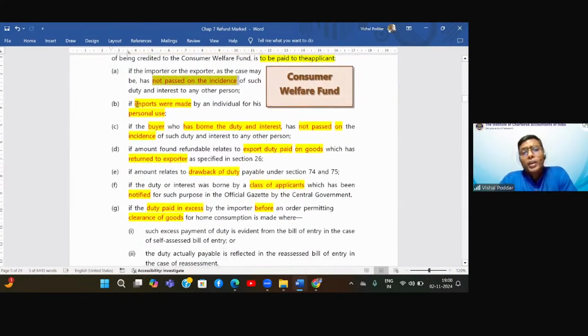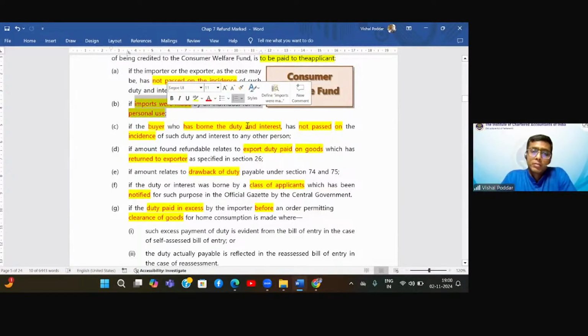Second, if you can simply prove that the imports which I made were made for my personal use, chapter is closed. If it is personal use, it means it is only me who has borne the duty burden because I am the consumer. I am not selling it.